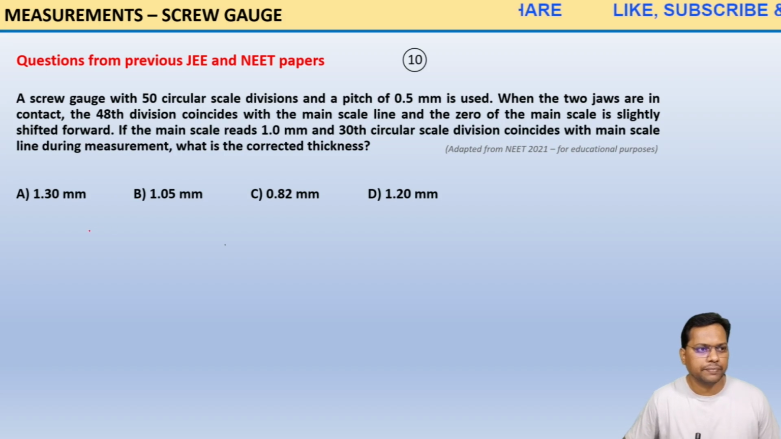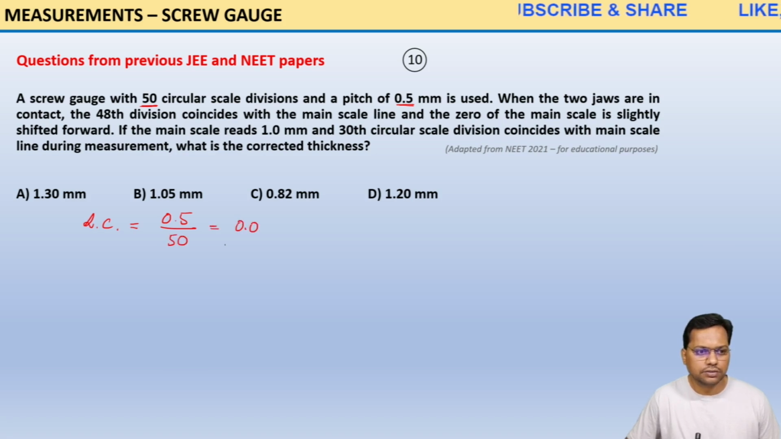Here, the first line gives the pitch value, that is 0.5 mm, and the number of circular scale divisions, or head scale divisions. Therefore, we can calculate the least count. Least count is equal to pitch, that is 0.5, divided by the number of circular scale divisions, that is 50. This gives 0.01 millimeter.